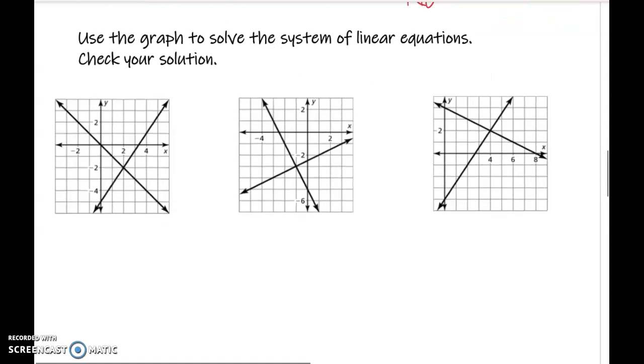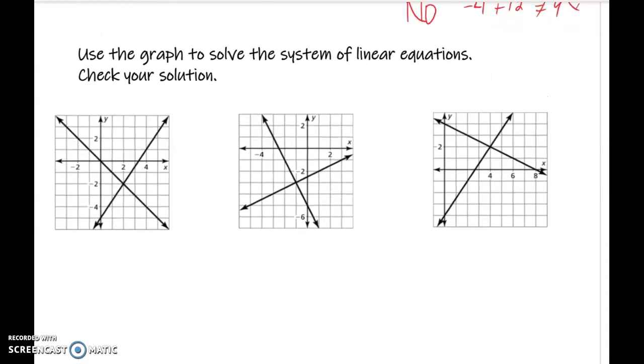Okay, so let's go down here and look at these three graphs. It says use the graph to solve the system of linear equations. Well, as you discovered in the Desmos activity, this is a pretty simple thing to do. We're just looking for that point of intersection. And again, it's where is that one unique point that is the solution. And remember, we're going to write that as an ordered pair. So in this case, it's (2, negative 2).